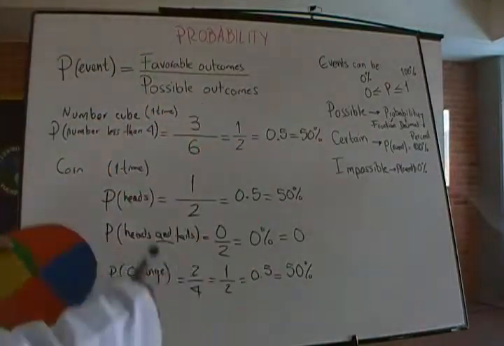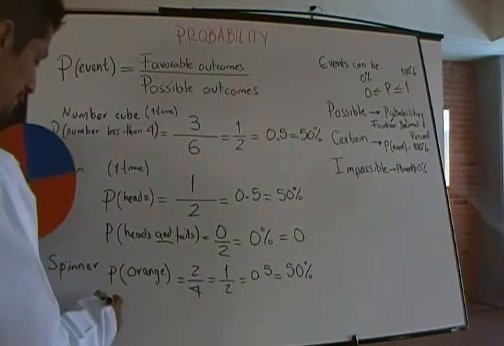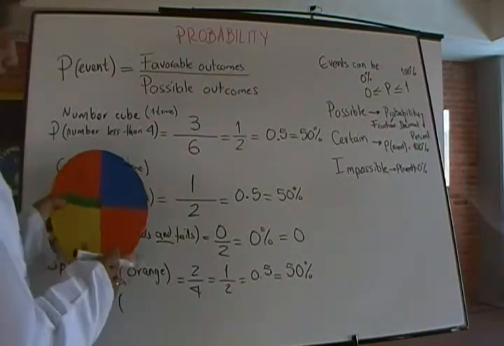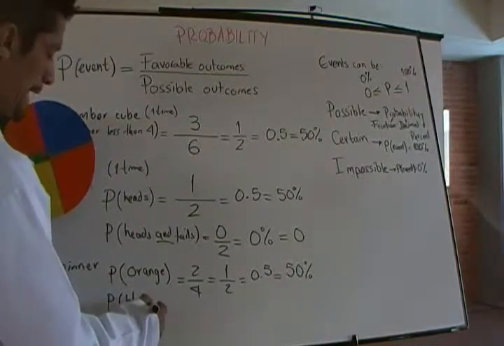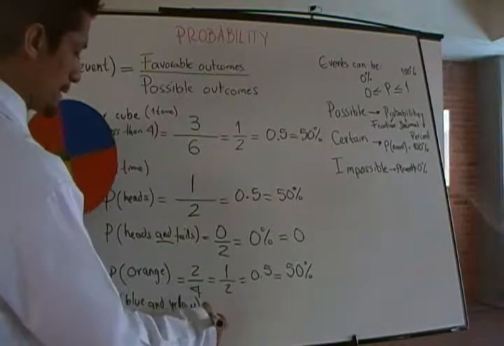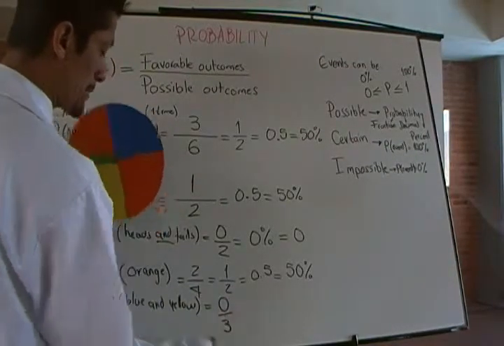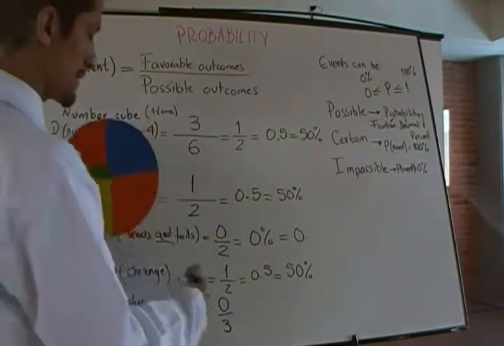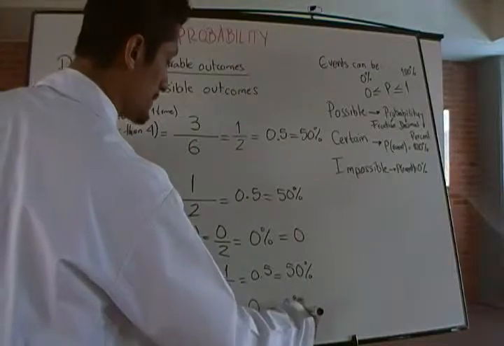Here, in this case, I can also get an impossible event. For example, get blue and yellow at the same time. Blue and yellow. That's impossible, so the probability is 0 out of the 3 possible results or outcomes in my sample space. As a decimal would be 0, as a percent would be 0%.